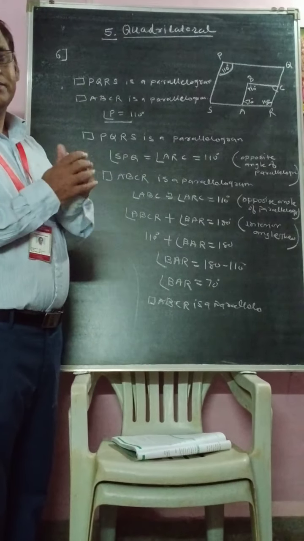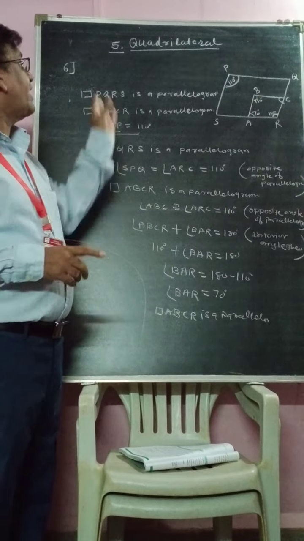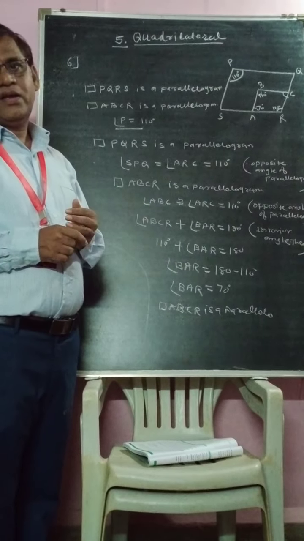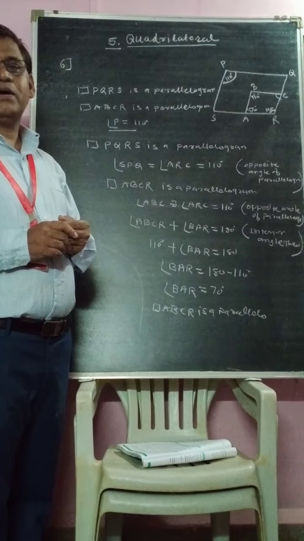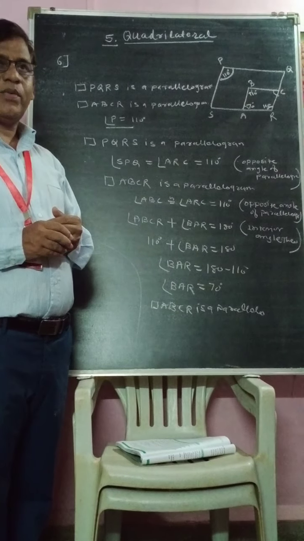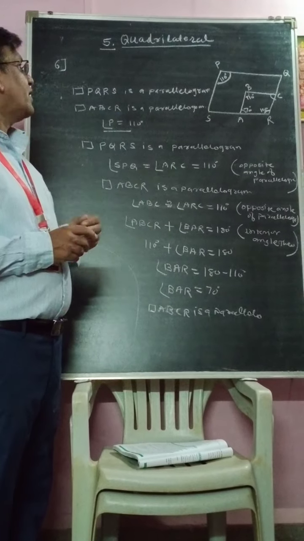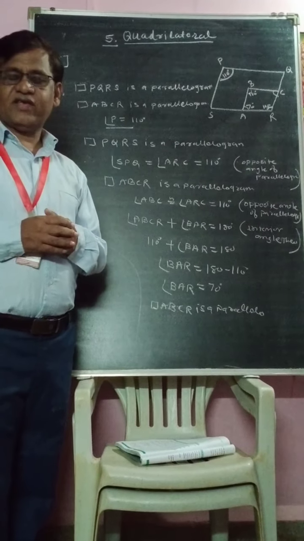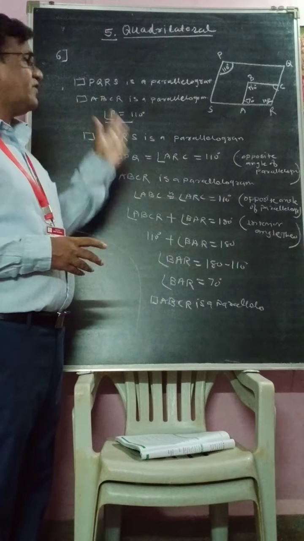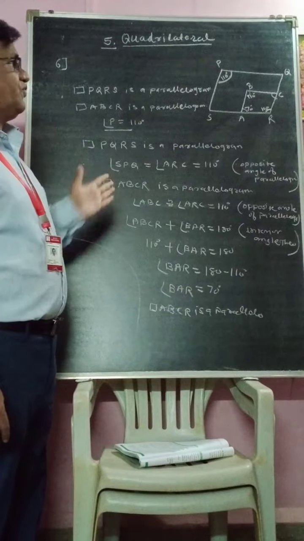Good morning, students. In the previous class, we already started the chapter Quadrilaterals. In this chapter, we learn the different properties of quadrilaterals, the types of quadrilaterals and the properties of different types of quadrilaterals. And we also completed Exercise 5.1. In that exercise, we completed 5 questions in the previous class. Now we have to continue with the sixth question.